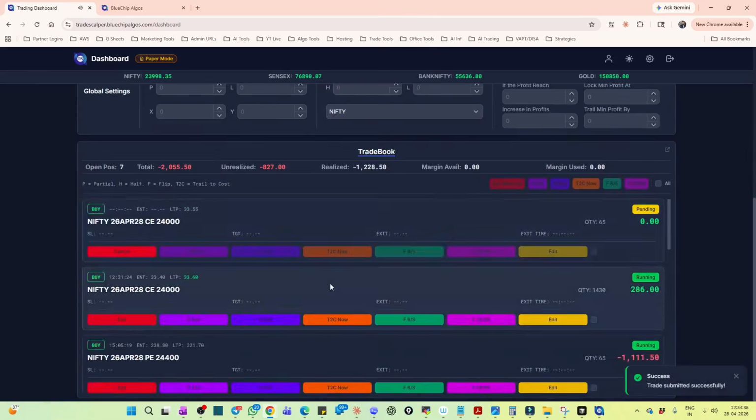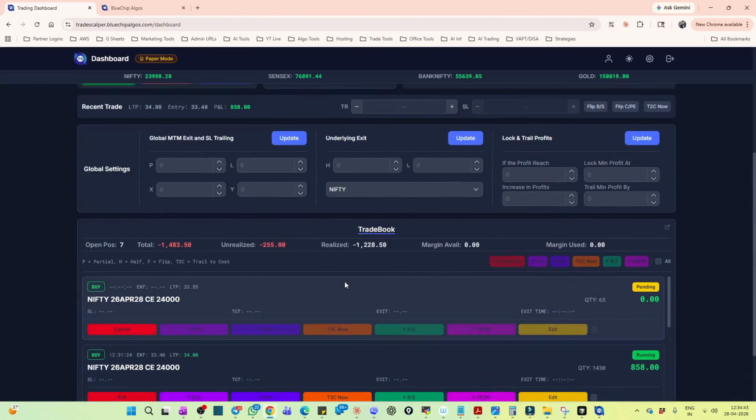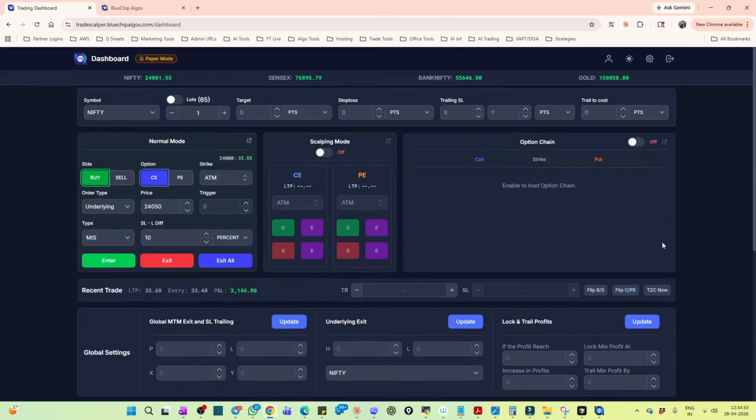So for example, you can see that now I have already selected that and it goes to the pending state. Yeah, you can see that the status is pending, right? So once the level reaches, then this position will be taken.